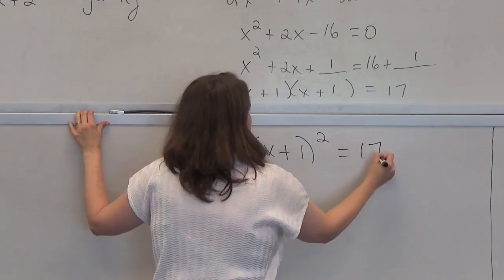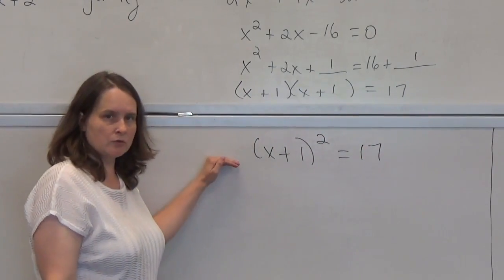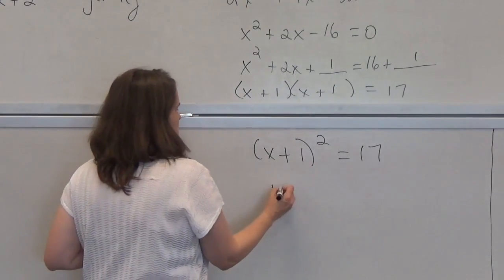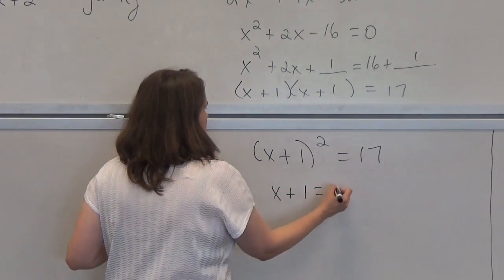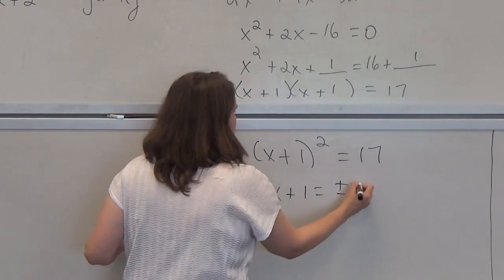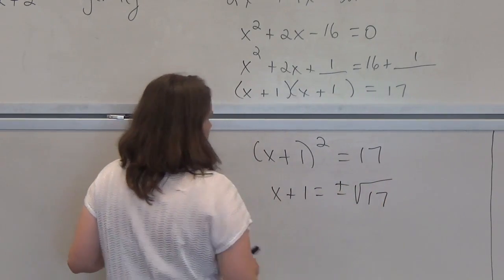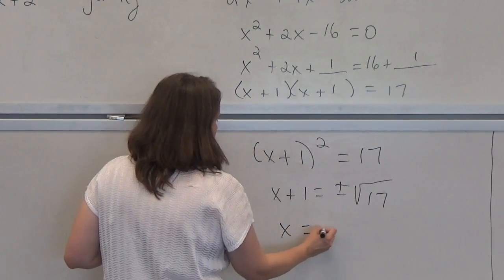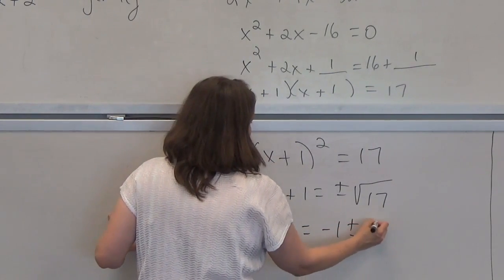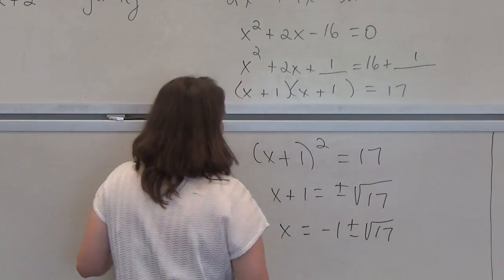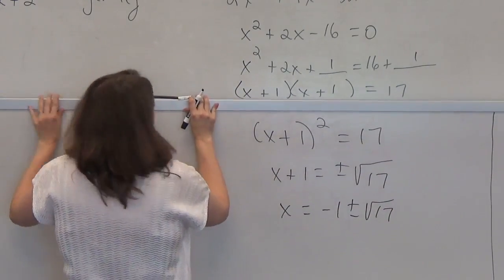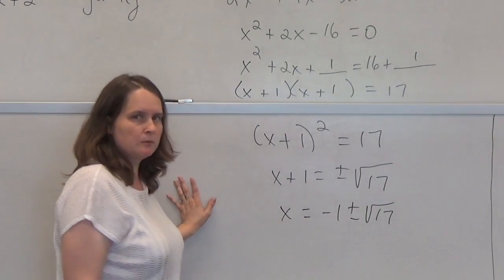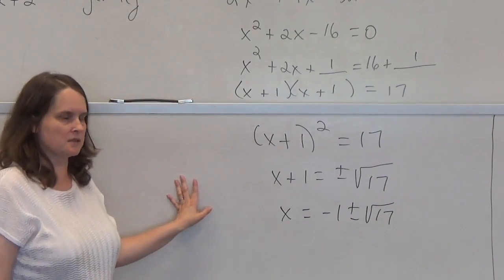equals 17. Now we can use the square root property. So we'll take the square root of both sides. We'll get x plus 1 equals, remember to do plus or minus the square root of your constant. All right, and then you can subtract 1 on both sides. So x equals negative 1 plus or minus square root of 17. Okay? Because this is a geometry problem, it would probably be preferable to use decimals.